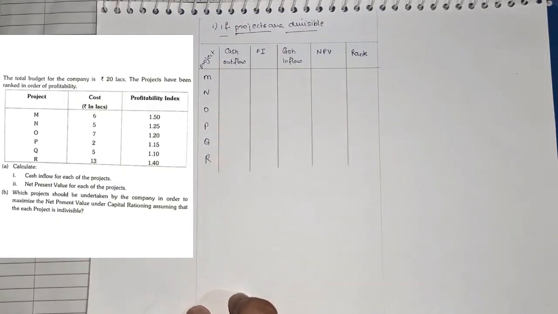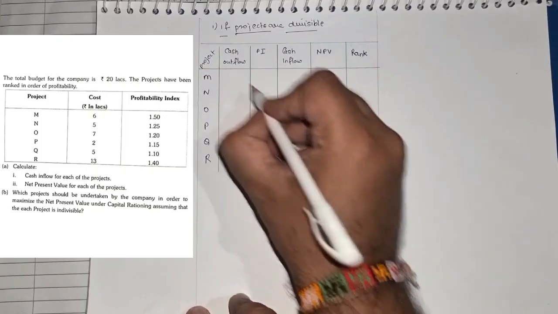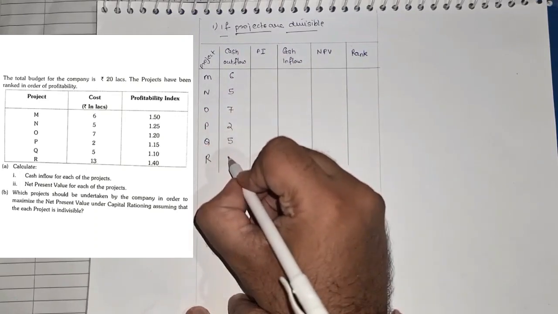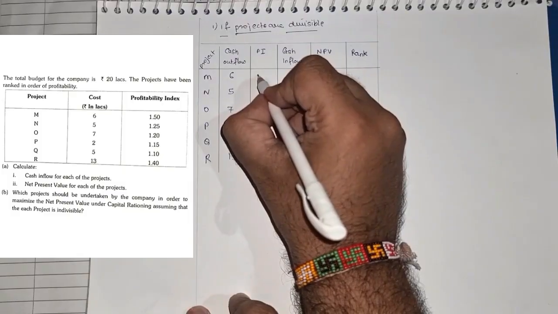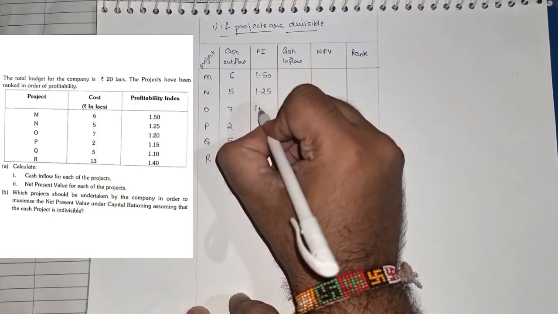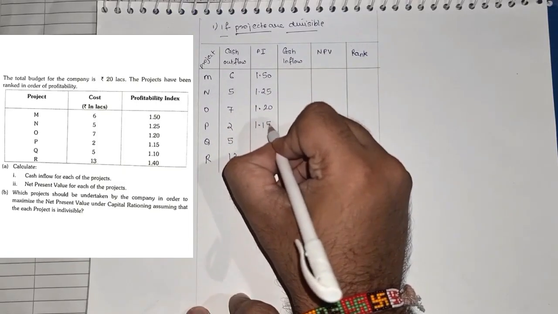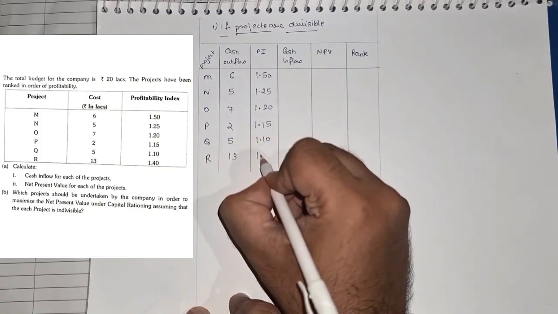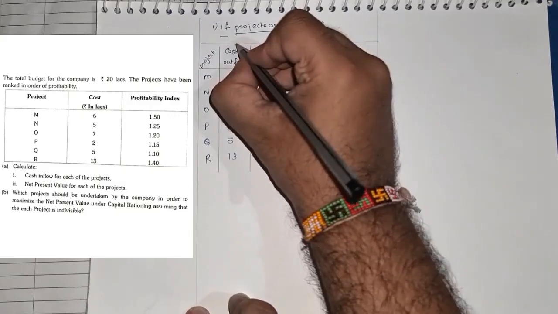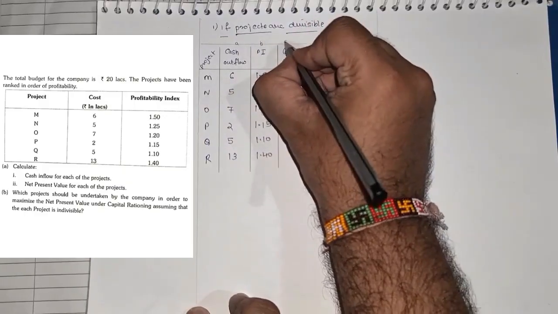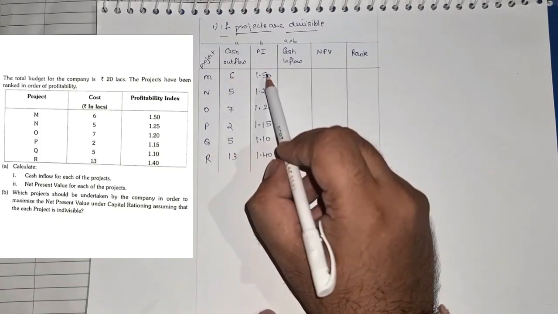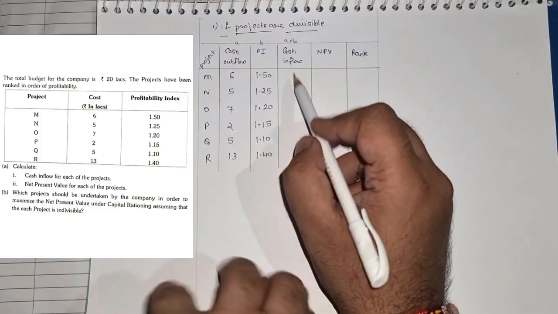If you look at the outflow in the question, they are giving you 6 lakhs, 5 lakhs, 7, 2, 5 and 13. Profitability index is 1.5, 1.25, 1.20, 1.15, 1.10 and 1.40. Now in order to find cash inflow, remember this: let's say your cash outflow is A and PI is B, your inflow will be A multiplied by B. So when you multiply cash outflow with your profitability index, you get your cash inflow. Remember this formula.